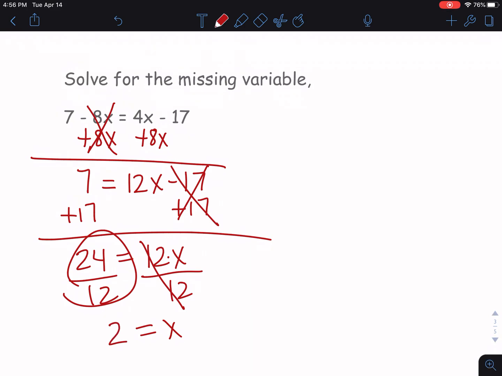Or if you think about simplifying this fraction, you could take a common factor of 12 out of both, and that would be 2 over 1, which is the same thing as 2.